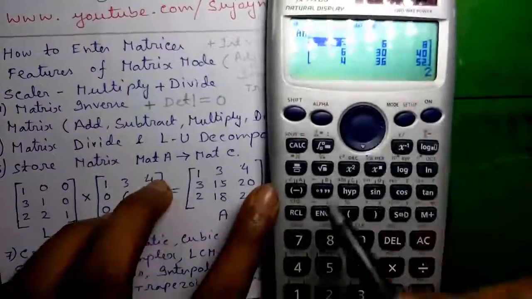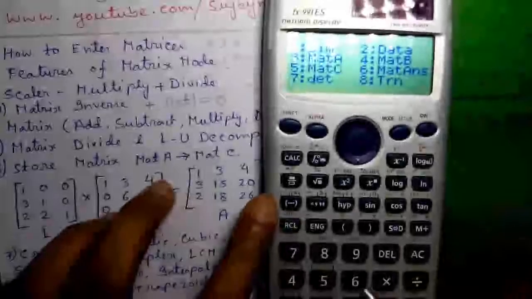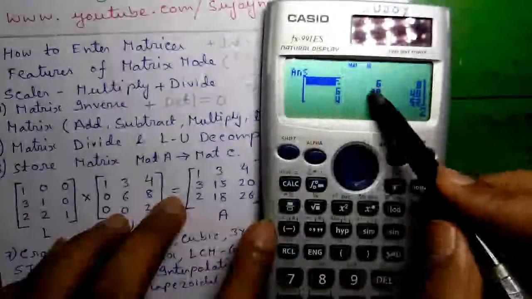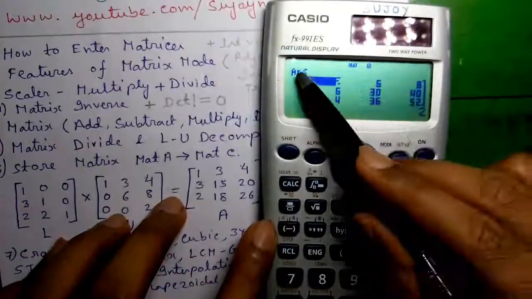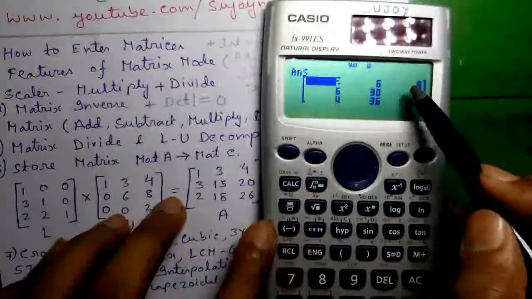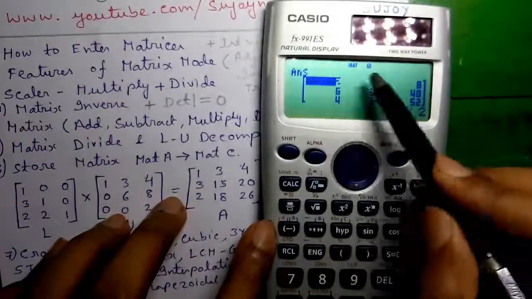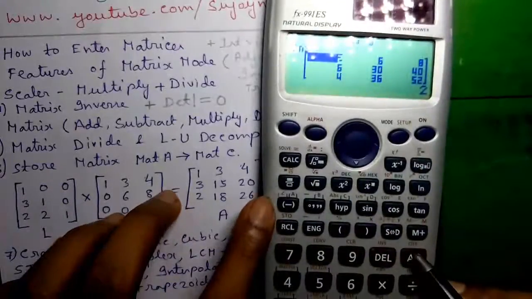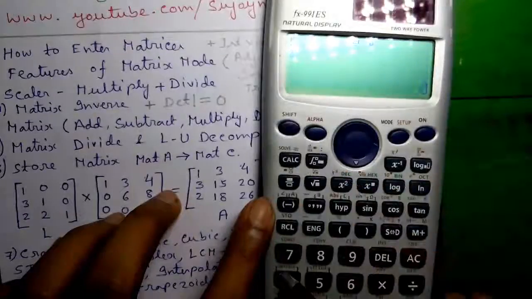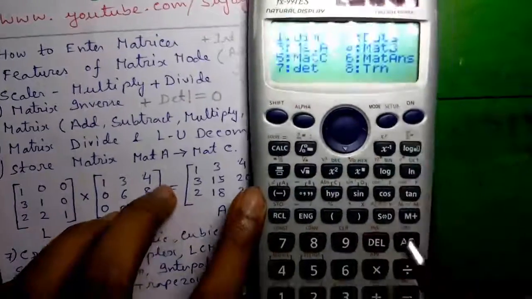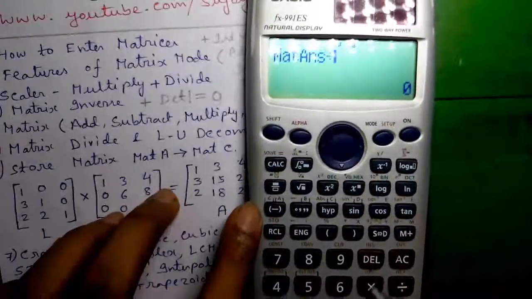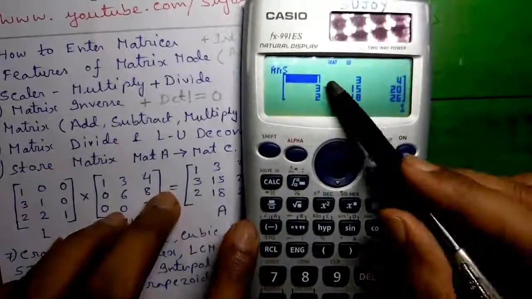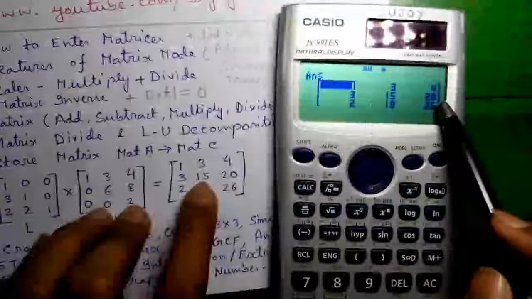For that, press shift 4 and 6 to print the MatAns variable. So which is our matrix 6. Means if we do any matrix operation, the result matrix is stored in the MatAns variable or the MatAns matrix. Now again, if we divide this matrix answer by 2, we'll get our original matrix back. Let's do it. Press AC, shift 4, 6 for matrix answer and divide it by 2 and press equals to. So you will get original matrix back, that is 1, 3, 4, 3, 15, 20, 2, 18, 26.